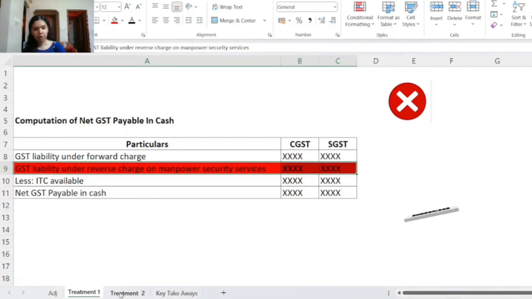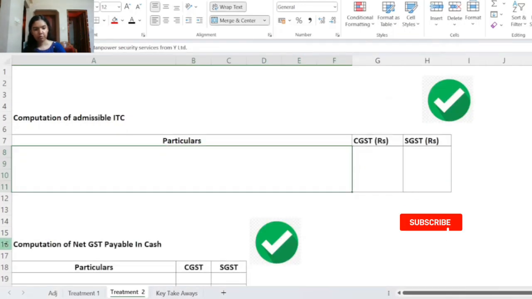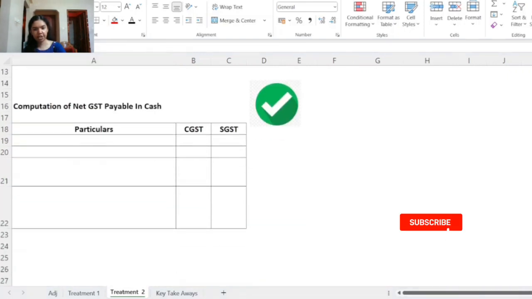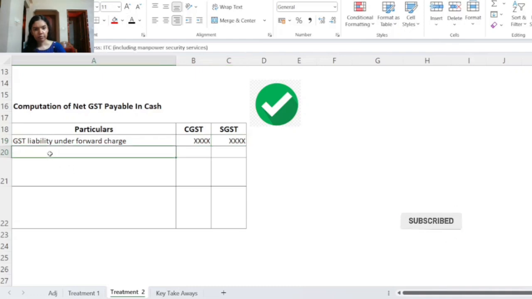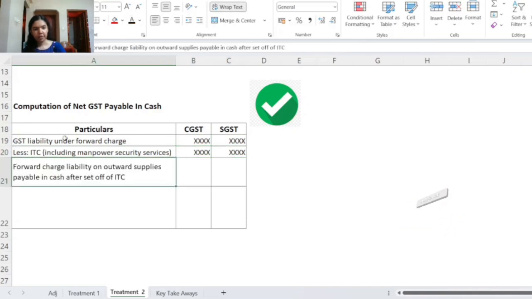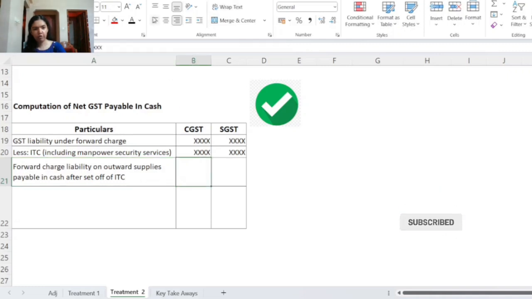So, now let's move ahead and see what is the right treatment that has to be followed. So, first let's see the right treatment of computation of net GST payable in cash. First we have to show the GST liability under forward charge, and then the ITC, including manpower security services. So after deducting this ITC, we'll get the forward charge liability on outward supply payable in cash after set off of ITC.